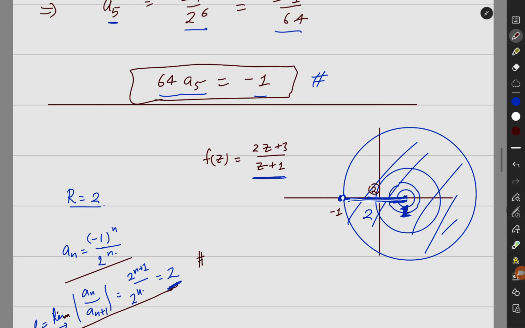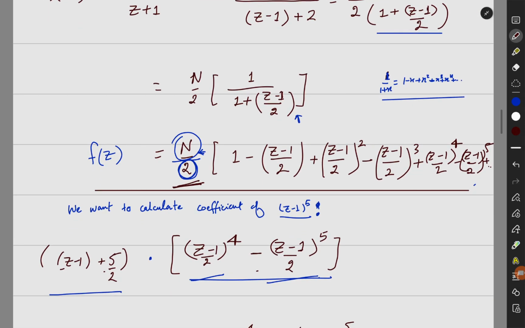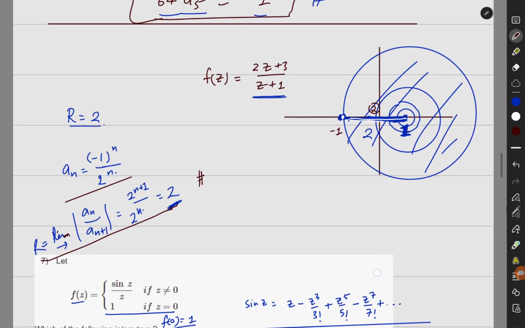One thing I'm using: f(z) has this series expression where the first part is a polynomial. So it is defined everywhere, it is analytic, it is an entire function. So if you want to calculate the radius of convergence, you just calculate the radius of convergence of this power series. So that is what I did here.